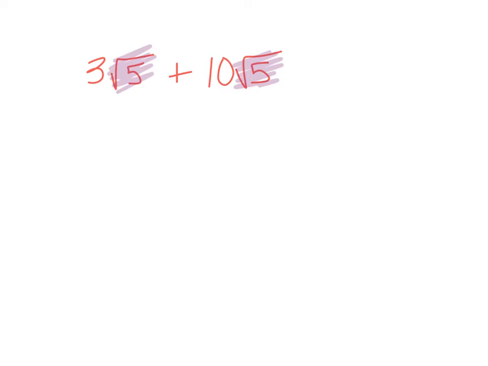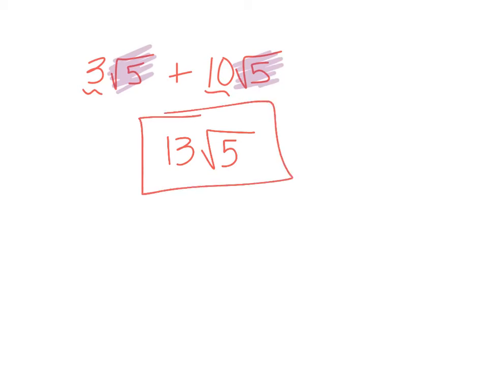So total, you can just add this coefficient part. I have 13 square roots of 5. So my final answer is 13 times the square root of 5. Now, I can't simplify that because the square root of 5, there's no perfect squares that go into that. So that's as far as I can go.